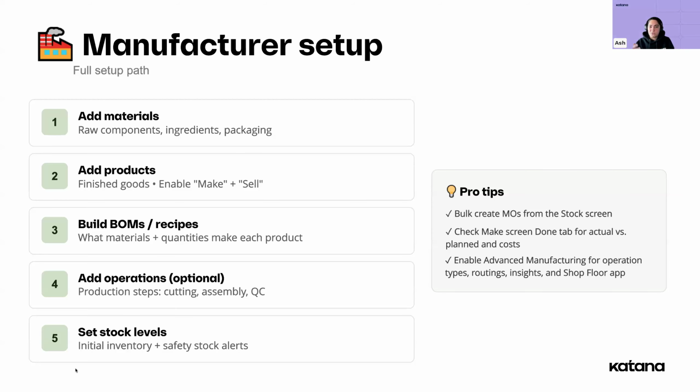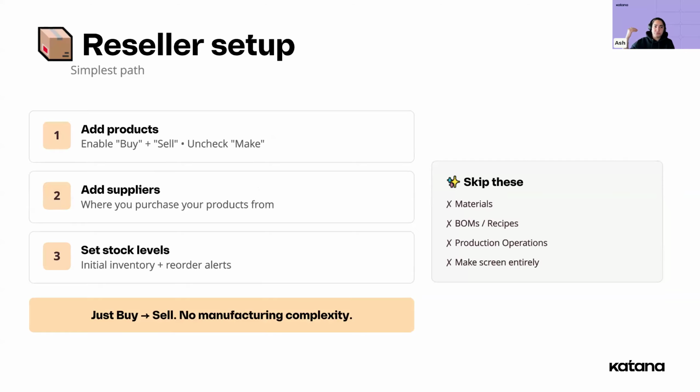Coming up next, you could also be a reseller type of business where there is no manufacturing, where there is no contract manufacturing involved either. This is a much simpler path than a manufacturer's path. All you need to do is create your products, make sure that you enable your buy and sell functionalities, do not check the make because you do not manufacture it, and you do not need the BOM and operations for it. All you do is buy from your supplier and sell it to your customers. Then you add your supplier information, set your stock levels, and you are good to go.